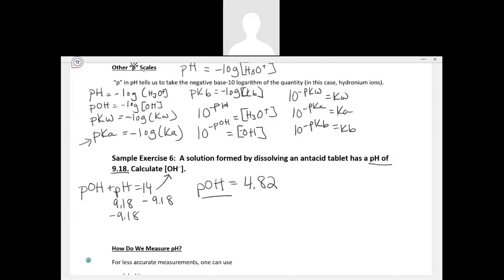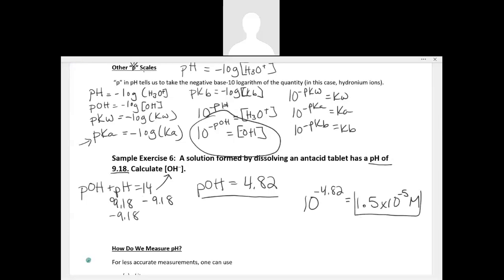So now you may be wondering, what can we do with this information? Using this relationship right here that we just wrote down, we can find the hydroxide ion concentration by raising 10 to the negative 4.82. And that's going to give us approximately 1.5 times 10 to the negative fifth molar for our hydroxide ion concentration.